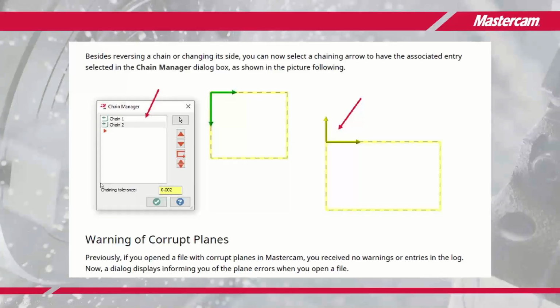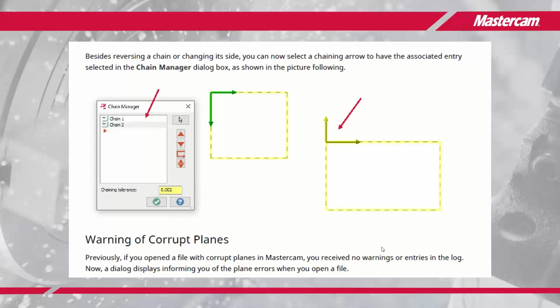System enhancements. So besides reversing a chain or changing its side, you can now select a chaining arrow to have the associated entry selected in the chain manager, as shown in the picture below. So basically, in layman's terms, the old way of doing it, if you wanted to change the direction of this, you would have to go into your chain manager, click on the chain, right click, and then say reverse chain, reverse side, so on and so forth.